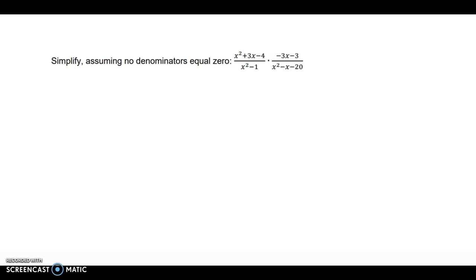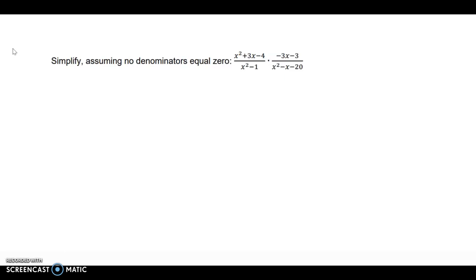Simplify assuming no denominators equal 0. So on this one, first thing we need to do is factor each of these out. So let's just write this again. In fact, I'll factor above and below, but then we'll rewrite it.